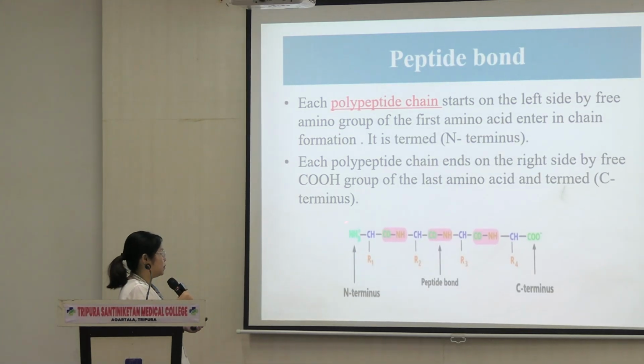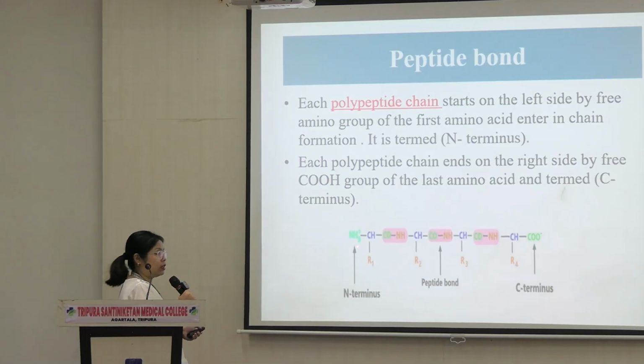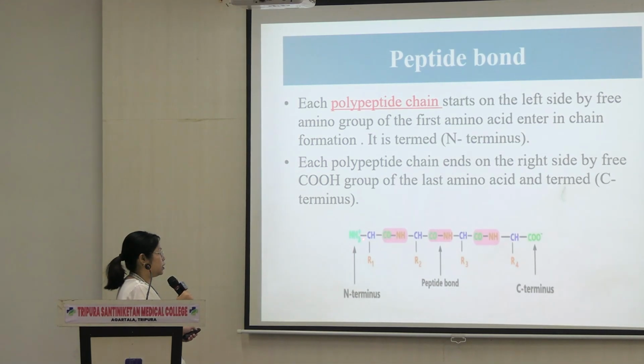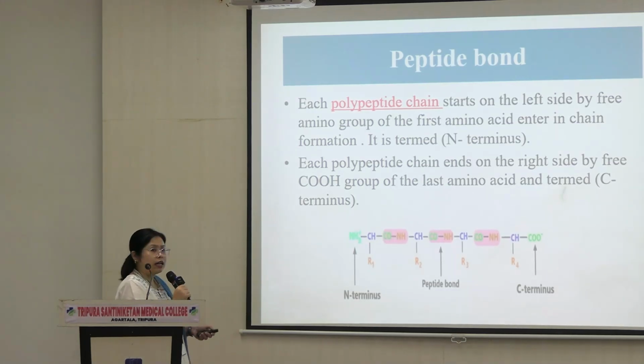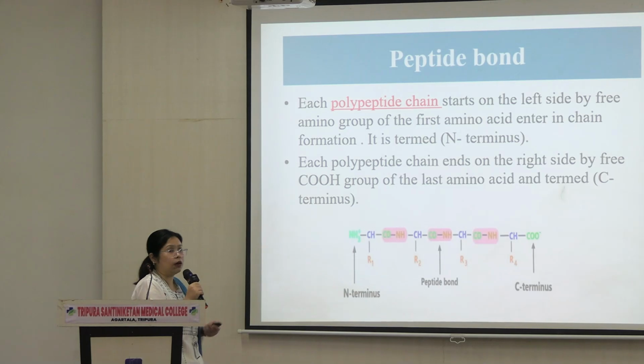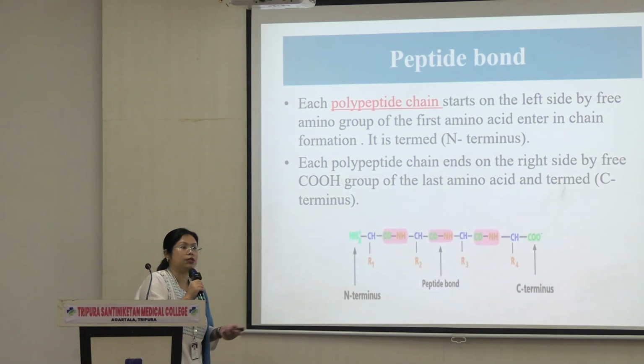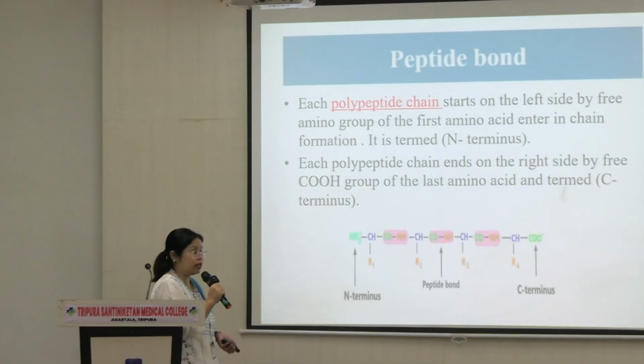Wherever the beginning is, the starting amino acid, the NH3 part, the amino part of that particular amino acid is known as the N terminus. Okay, this is the starting point. And the carboxyl group of the last amino acid, that side is called the C terminus. So everywhere you will see, as you talk about polypeptide chains more, there will be an N terminus which is the starting point and a C terminus which is the ending point.